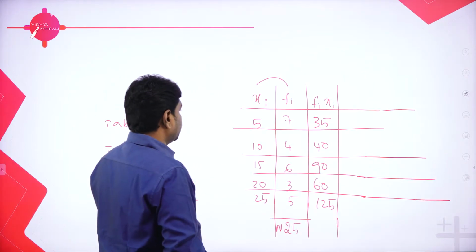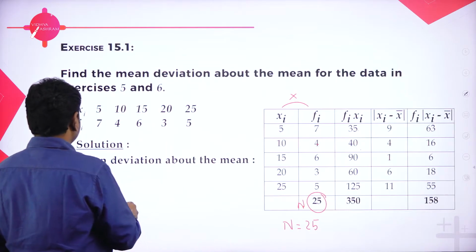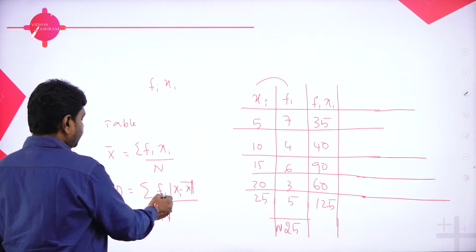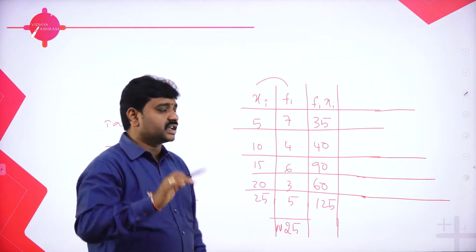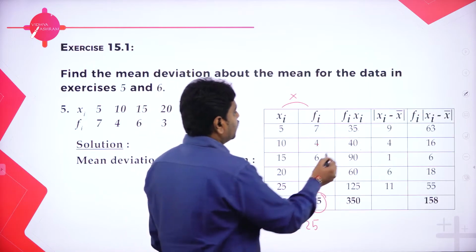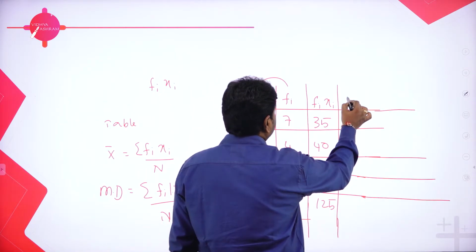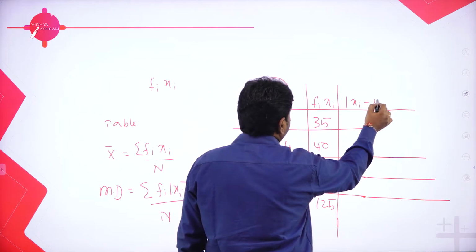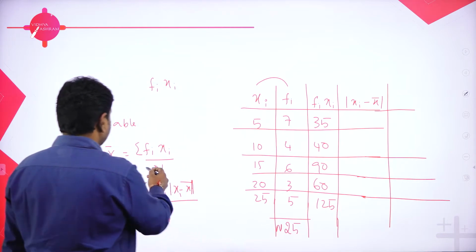Now further, after fi xi, in the formula of mean deviation, we have fi into xi minus x bar. So make another column, xi minus x bar modulus. To do this, first your task is to find mean. So now I have to find mean.